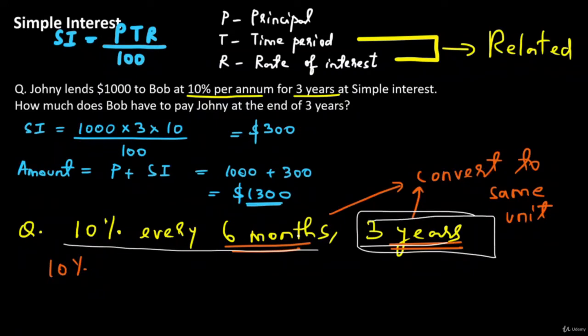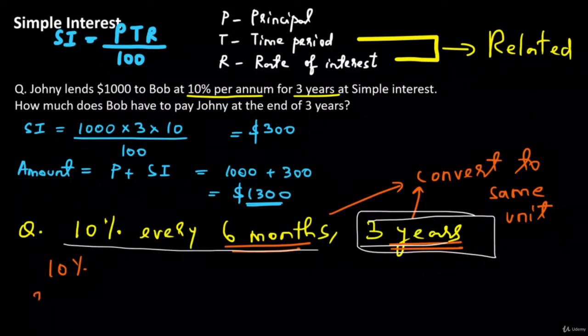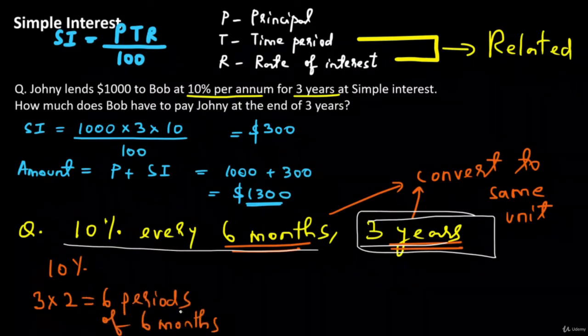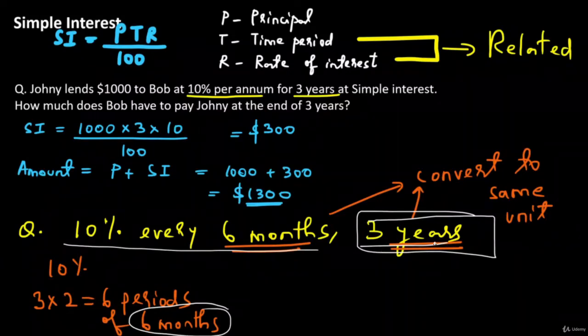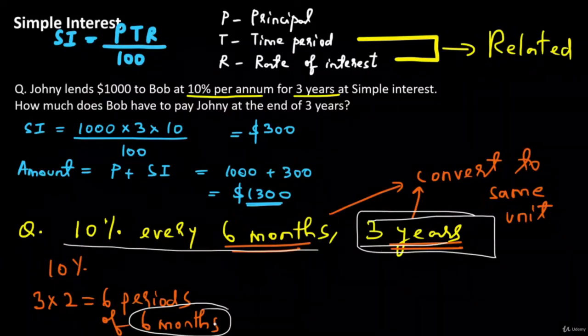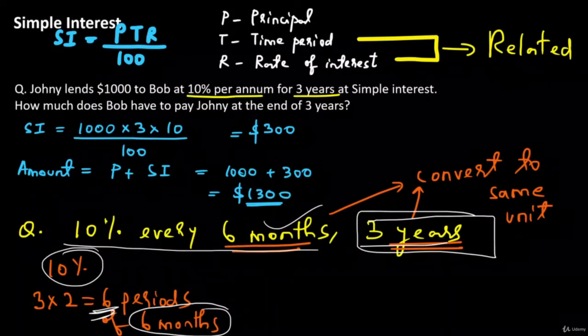Again, remember what we're trying to do is convert these two into the same time period. So over here it's every 6 months. So let's convert 3 years into X number of time periods, where each time period is 6 months in length. So 3 years is equal to 3 into 2, that is 6 time periods of length 6 months. So 3 time periods of 1 year is equal to 6 time periods of 6 months. Now we have converted both into the same time period. Our interest rate is for 6 months, and our time period, that is 6, is also in terms of 6-month durations. Now we can just apply PTR by 100.